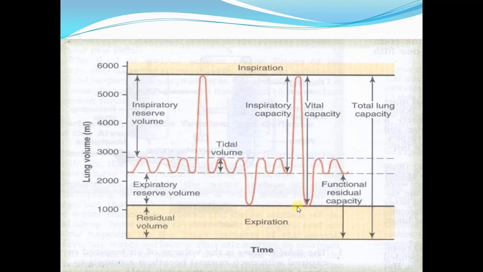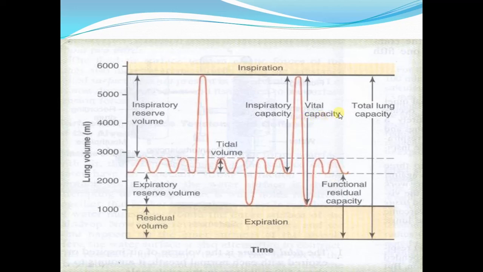We have 4 important pulmonary capacities. The inspiratory capacity, which has a value of 3500 ml. We have functional residual capacity, which has a normal value of 2300 ml. It is the volume of air in the lungs at the end of tidal expiration. That is, when you are breathing normally, after exhaling the tidal volume, the volume of air which is present in the lungs is functional residual capacity, which has a normal value of 2300 ml.